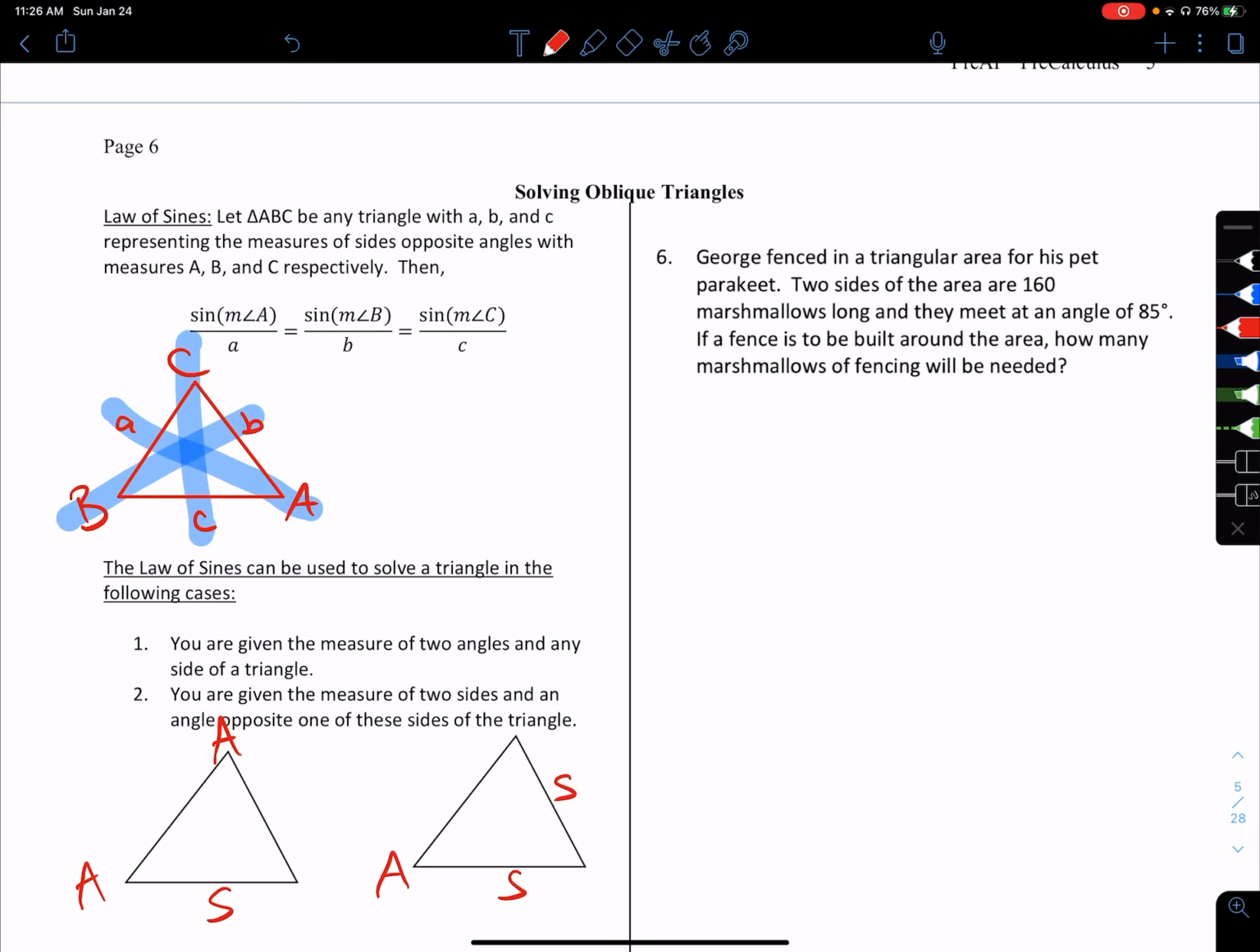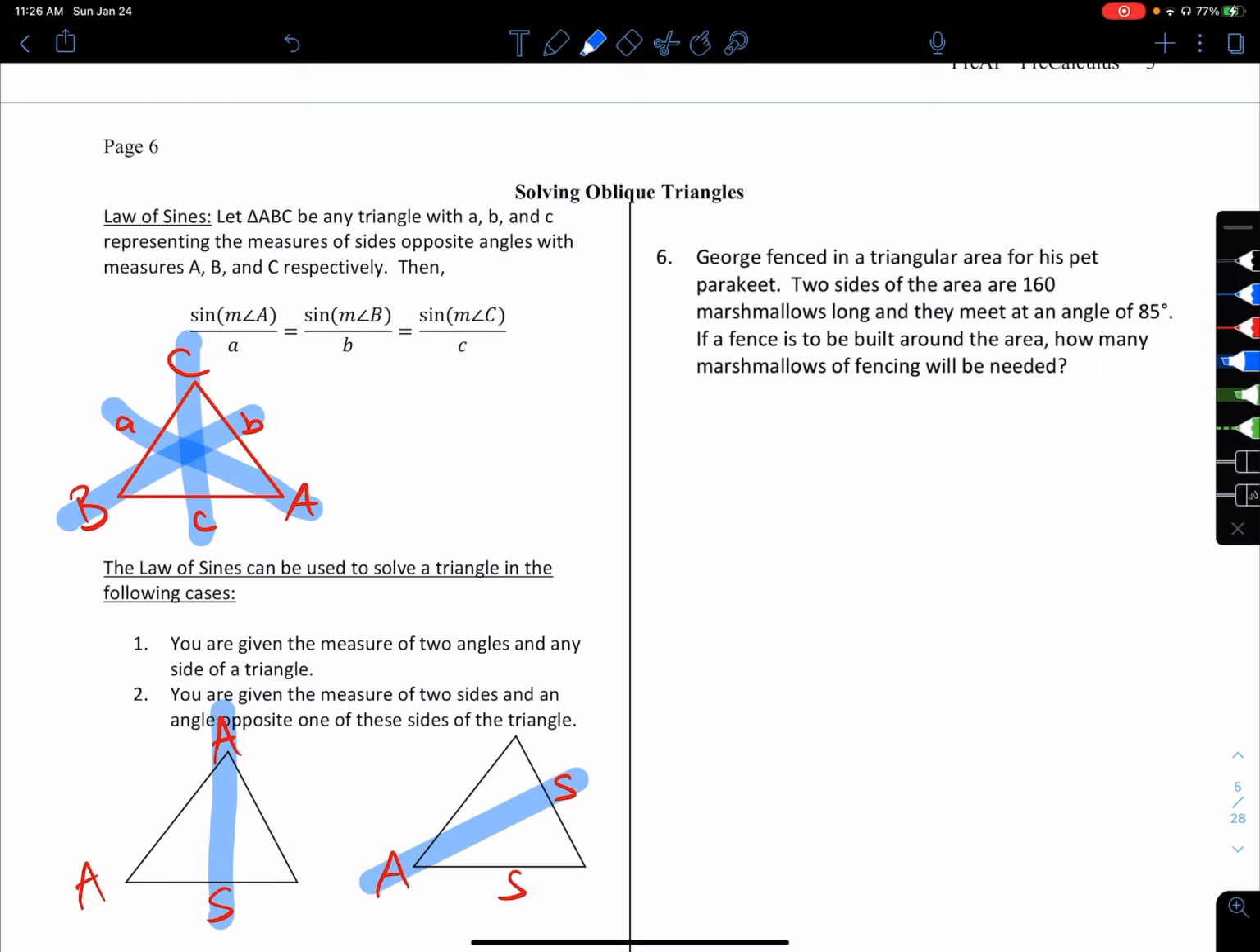Here's how I prefer to remember it. If I'm given an angle and the side opposite that angle, I can use law of sines. And I just have to have one extra part. It could be an angle or a side. Doesn't matter where it is. That's when you can use law of sines.